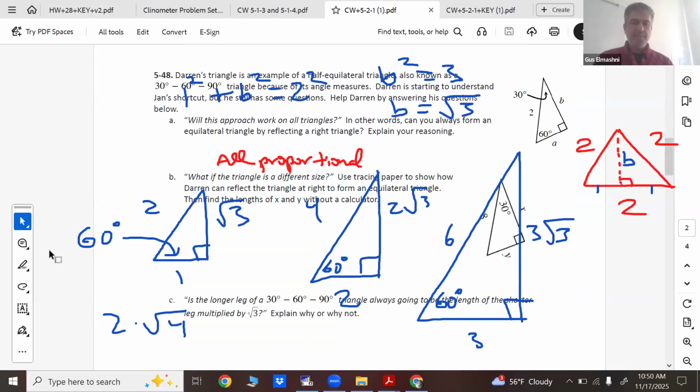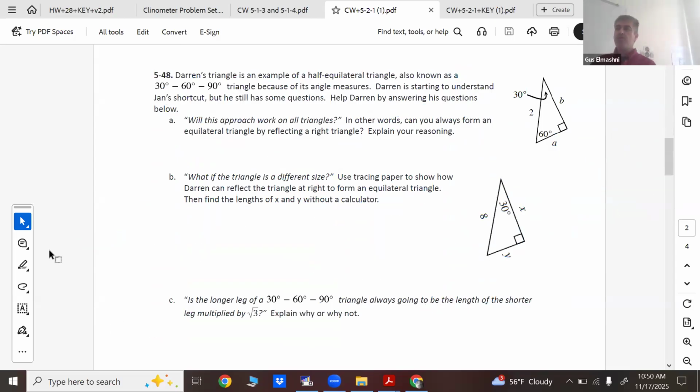Darren's triangle is an example of a half equilateral triangle, also known as 30, 60, 90. This is a big deal. Girls, guaranteed, this will show up on the SAT. I'm almost certain of it. It shows up on every SAT exam, this kind of question. They give you the ratios for 30, 60, 90 triangles, but that's what we're going to look at.